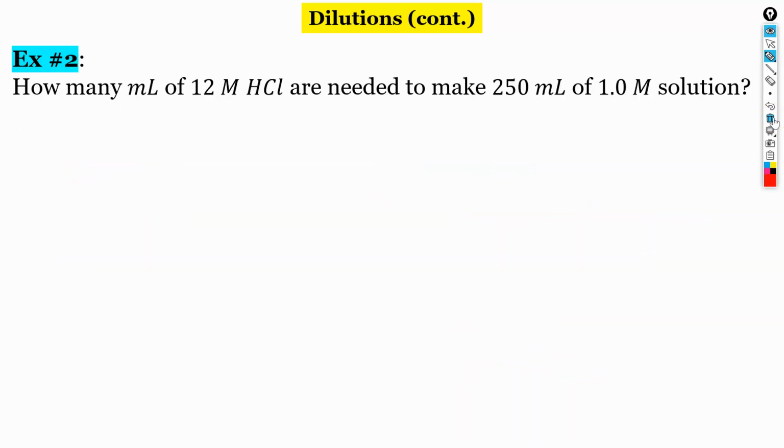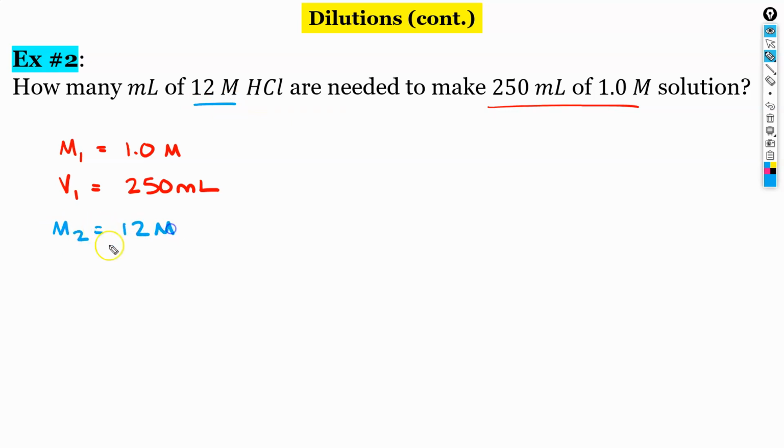In our second example, it says, how many milliliters of 12 molar HCl are needed to make 250 milliliters of a 1 molar solution? Well, let's put some numbers together. So the milliliters and the 1 molar go together. So that'll be our M1 and our V1. Now remember, it's okay to put things in milliliters as long as both are in milliliters. So our M2 will be the 12 molar, and then V2 is what we're trying to find.